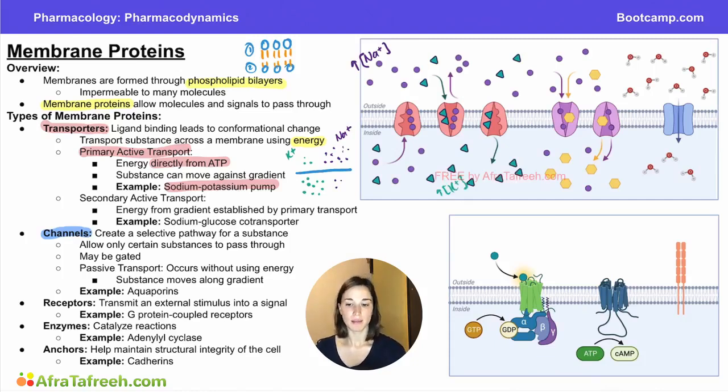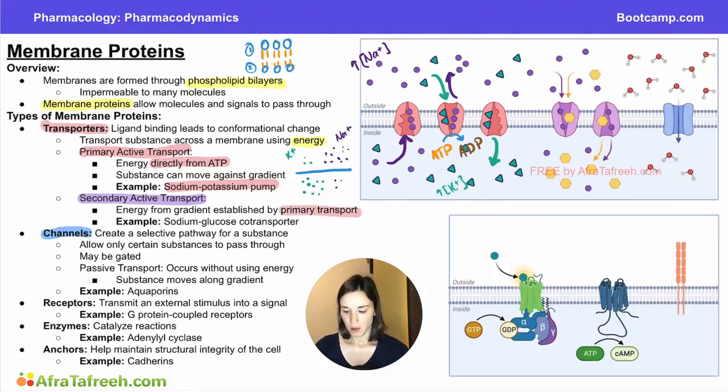The sodium-potassium pump actively pumps 3 sodium ions against its concentration gradient from inside the cell to outside the cell. It also pumps 2 potassium ions from outside the cell, where it is at a low concentration, to inside the cell, where it is at a high concentration. And the energy for this process comes directly from ATP. There's another kind of active transport called secondary active transport, which gets its energy from the potential energy stored in a concentration gradient established by primary transport.